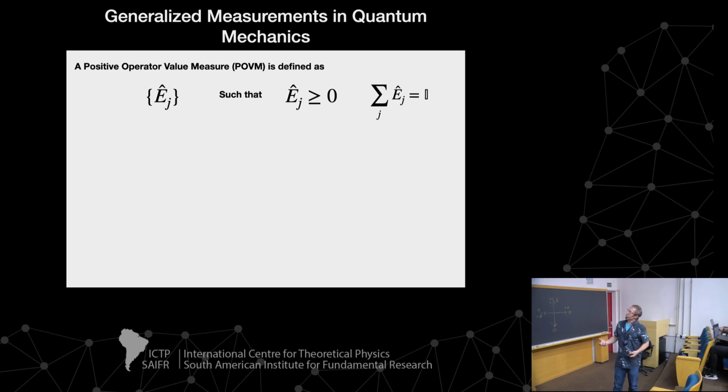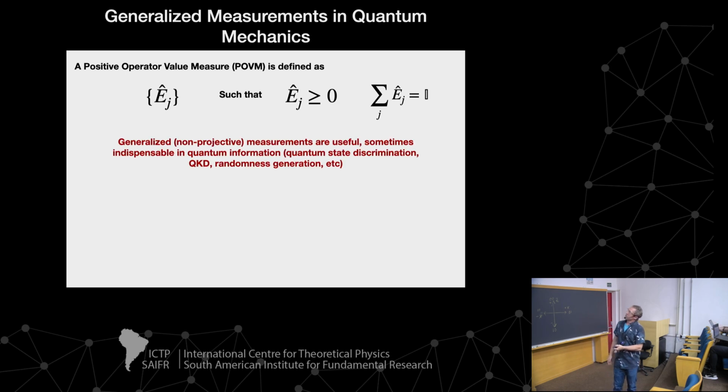So what is a POVM? It's a set of measurement operators such that they are positive operators and they sum to identity. They can be projective measurements, but they're not necessarily all projections onto a set of orthogonal states. I can have, say, more measurement operators than the dimension of the system they act upon, for example. They're important for many things, in particular quantum state discrimination. You can generate randomness with them, and you can use them in QKD and different protocols.